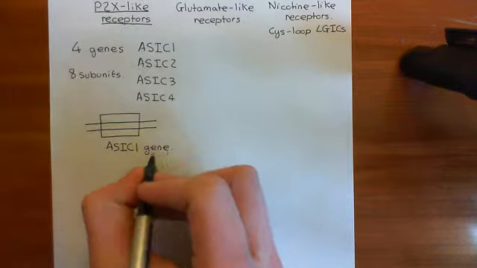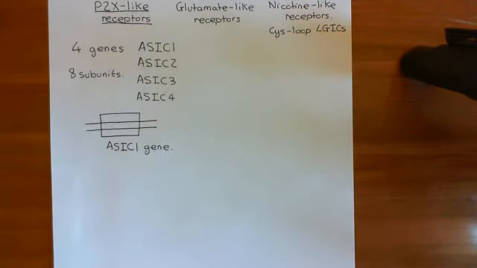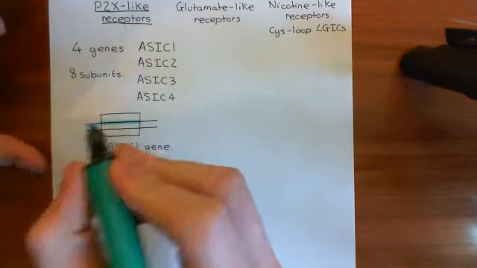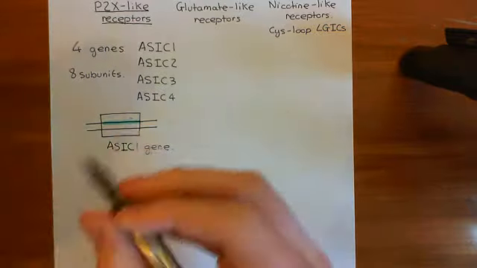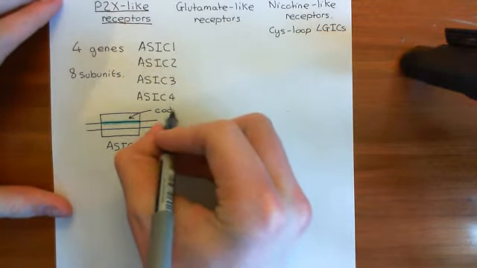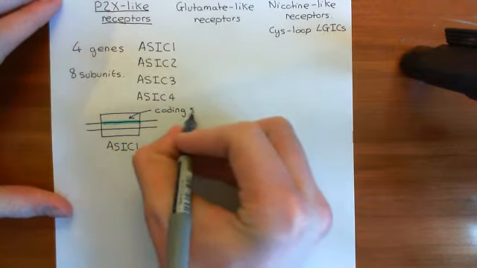Now basically, there is only one of the DNA strands that is actually going to be used by RNA polymerase to make the mRNA for that gene. And that strand is known as the coding strand of the gene. So the strand that I'm now colouring in turquoise can represent the coding strand of the ASIC1 gene.